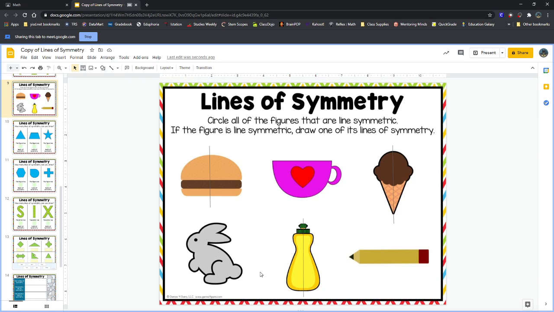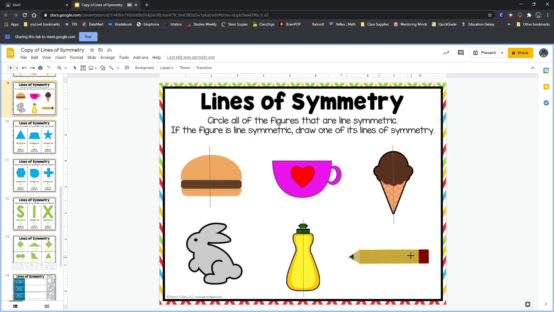In the middle going up and down, or where? Not up and down. I see Kaylee giving you a hint. Kaylee, where's that line of symmetry at on the pencil? It doesn't go up and down. It goes side to side. It's a horizontal line of symmetry.